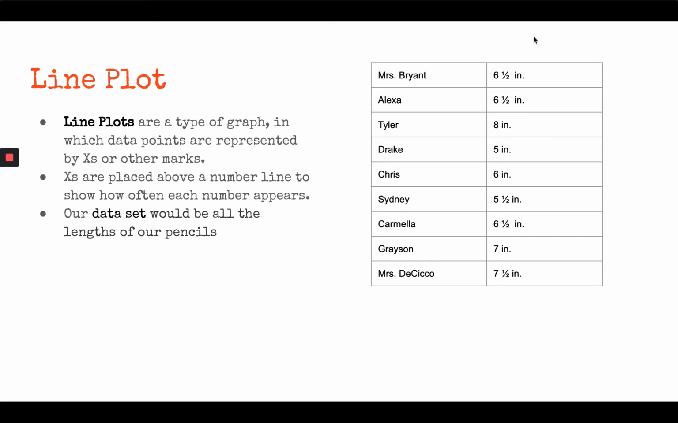I've got me, Alexa, Tyler, Drake, Chris, Sydney, Carmela, Grayson, and I added Miss DeSico in there too. So these were our pencil lengths, okay? Some of them were a little shorter than others. I know Tyler, if we were going to use Jeffrey, oh my goodness, your original Jeffrey would be very short, right? But I gave you a nice new fresh pencil at 8 inches.